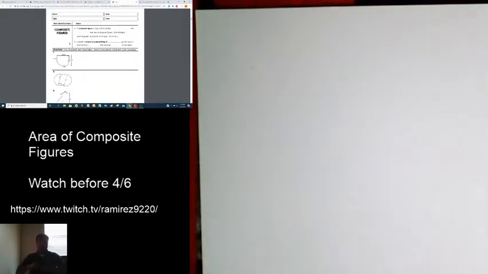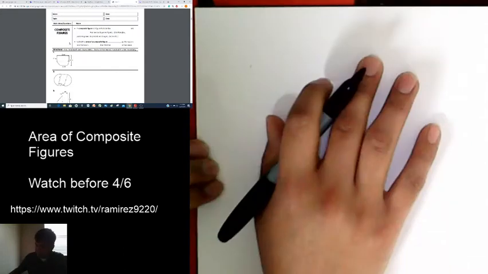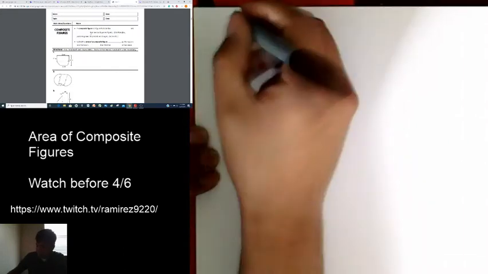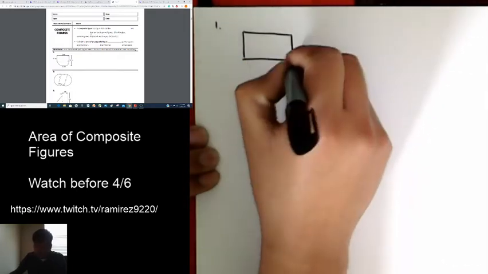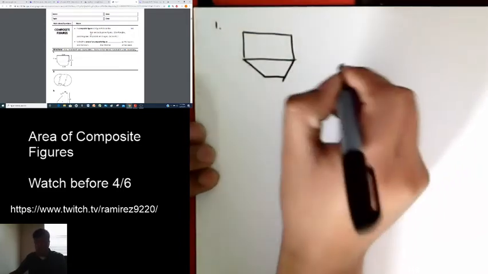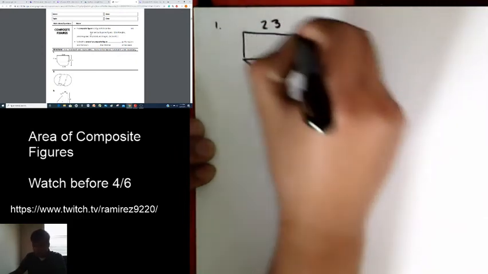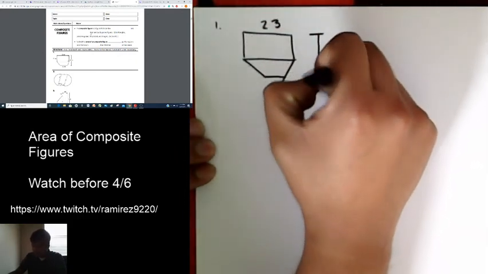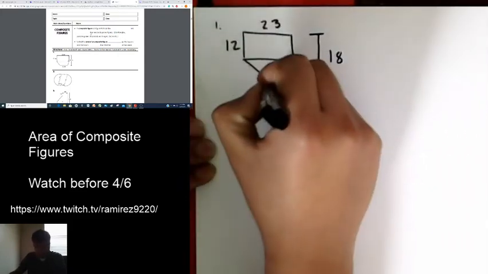A composite figure is a figure that can be broken up into multiple basic shapes. Number one, we have a rectangle, and then we have some type of trapezoid underneath it. They're telling you that this is 23, that from here all the way over here is 18, and that this is 12 and this is 15.